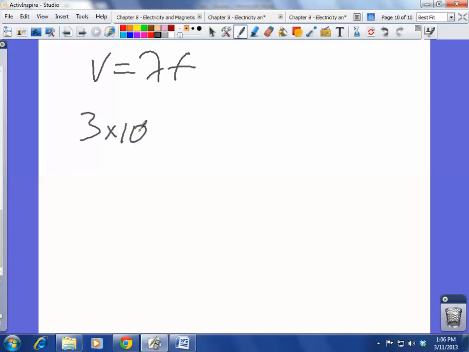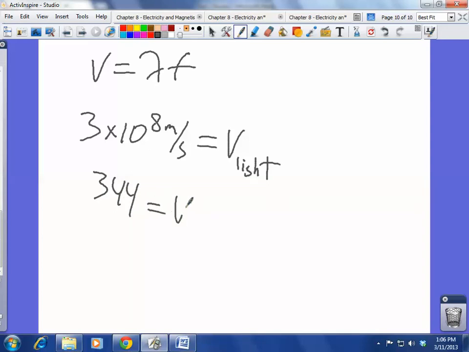And I'll put this on the test. I'll say the velocity of light, that's probably exactly how I'll put it on the test, v light equals 3 times 10 to the 8th meters a second. So anything that's light travels at 3 times 10 to the 8th meters a second, while anything that's sound travels at around 344 meters a second in air.